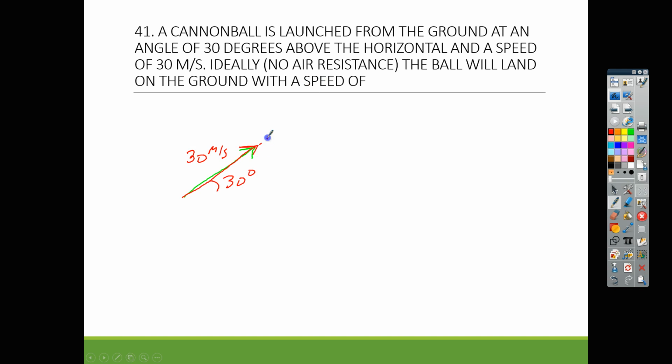The ball will land on the ground with a speed of, so we can draw our speed vector here, our velocity vector, 30 meters per second. So no matter what angle you launch it and whatever the speed is, as long as it lands at the same height, it will land at the exact same speed. So that is the answer to number 41. Let's go on to number 42.